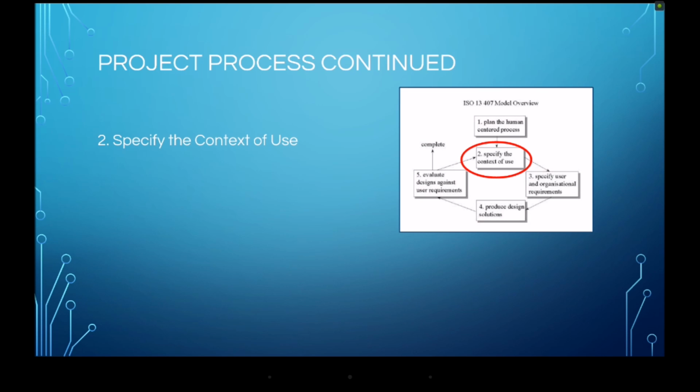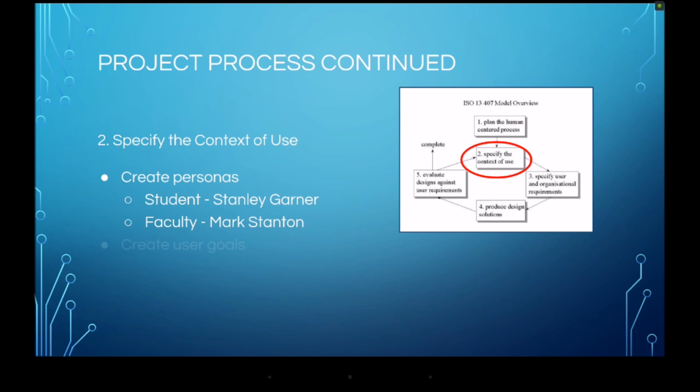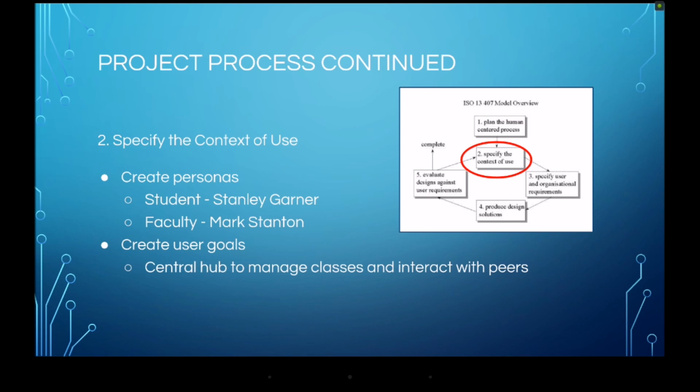The second step was specifying the context of use. So we first created personas, our first persona being the student, Stanley Garner. He's a 20-year-old student, very fascinated with technology, struggles with learning at times, but he's a very visual learner. Our second was the faculty member, Mark Stanton, a 56-year-old professor. He's published many journal articles on the latest technology and finds the balance between research and teaching can be very challenging. Our user goals were to have a central hub to manage classes and interact with peers, and a simple interface for material to be uploaded and viewed.